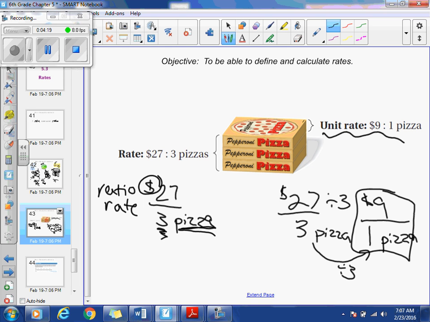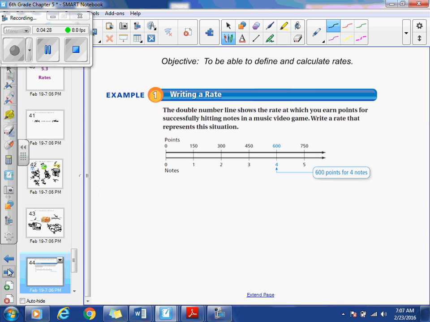So here we have a rate and a unit rate. Here we have just a rate. And both of these can be considered ratios. Both of these are types of ratios. Okay, writing a rate. Notice it doesn't say a unit rate, it just says a rate. The double number line shows the rate at which you earn points for successfully hitting notes in a music video game. So picture Rock Band or Guitar Hero. You hit a note, you get points. You hit 2 notes, you get more points. You hit 3 notes, you get more points. Write a rate that represents this situation.